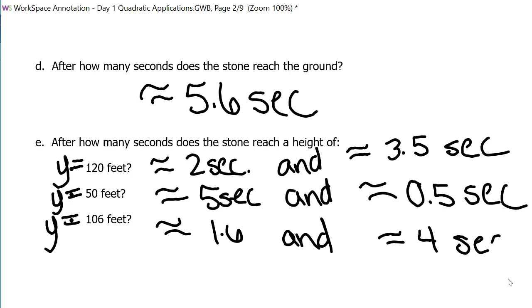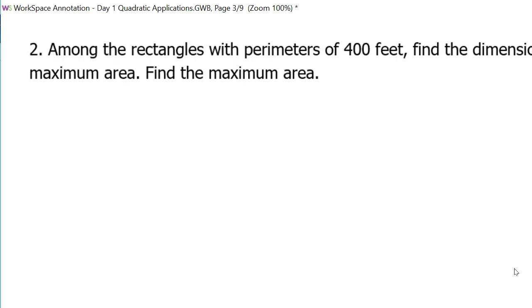Okay, now, a word problem for you. It says that among two rectangles with perimeters of 400 feet, find the dimensions of the one with the maximum area, and find the maximum area. So the first thing they talk about is perimeter. And what figure are we talking about? A rectangle.